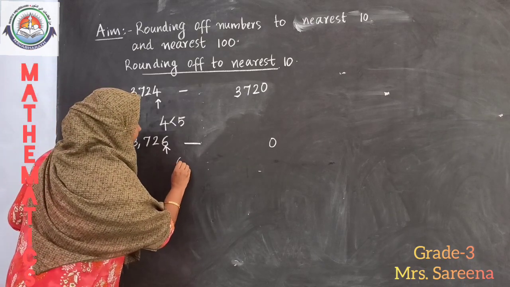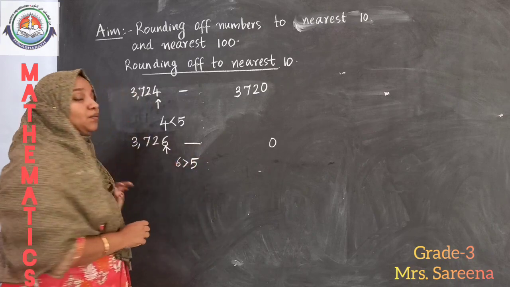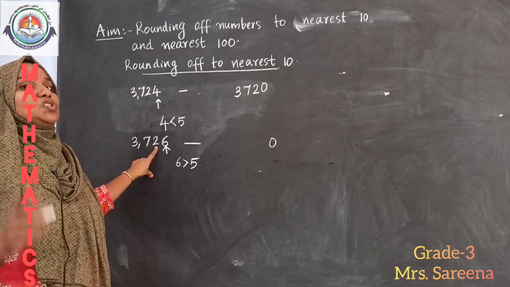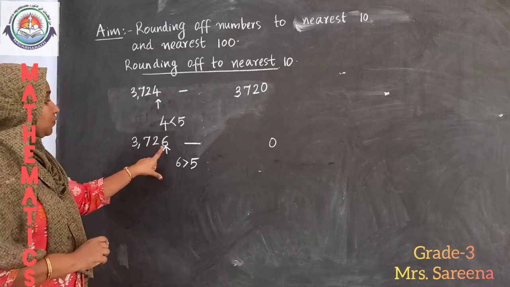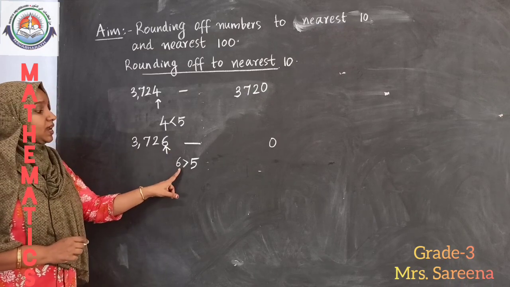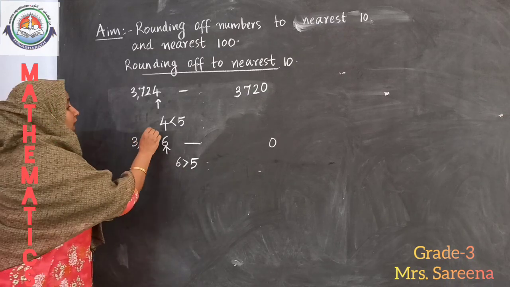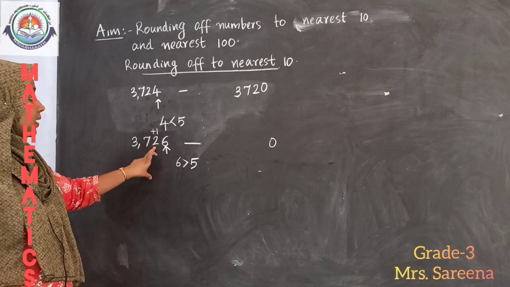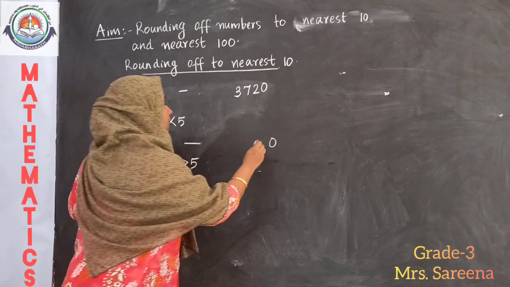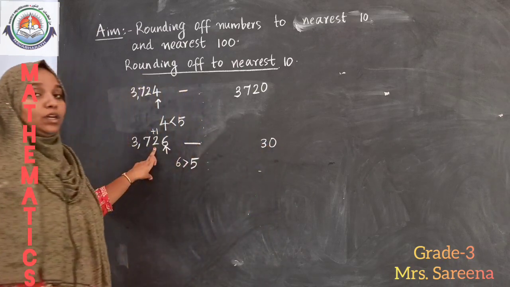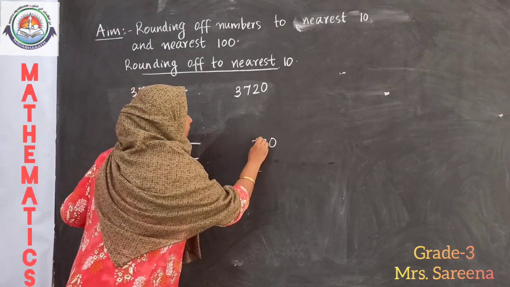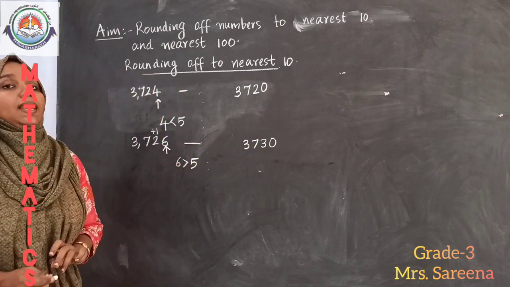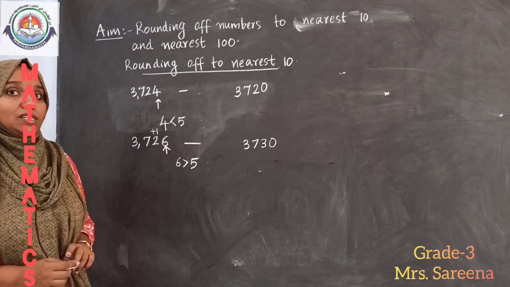We know that 6 is greater than 5. So what to do? The number at the tens place will change. How will it change? If the number at the ones place is greater than 5, we should add 1 to the number at the tens place. So it becomes 3. And the other numbers, the number at the hundreds place and the thousands place, remain the same. Clear? Easy now?